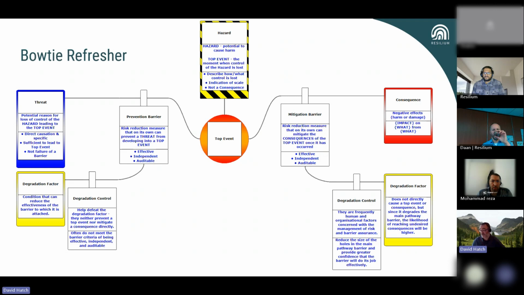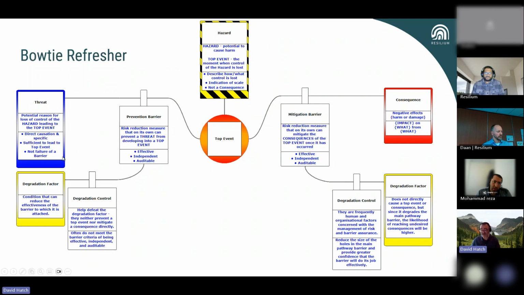The point of losing control is the top event, which, going from left to right, can lead to unintended consequences. These have negative impacts on people, on the environment, on your equipment, on your revenue. They, in turn, are caused by one or more threats, things that initiate that loss of control, that loss of containment, sometimes that loss of separation. You may recognize them as causes. You may see the consequences as effects.